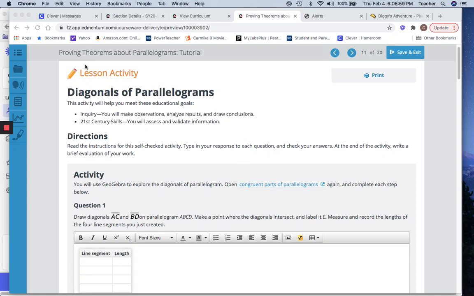All right, you guys, we're back with proving theorems about parallelograms. In our last slide, we learned quite a bit. It's a quad. Opposite sides are equal. Opposite angles are equal. We learned that opposite sides are parallel. Slopes are the same. So this is slide 11.